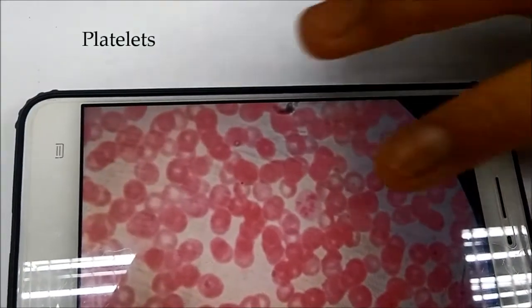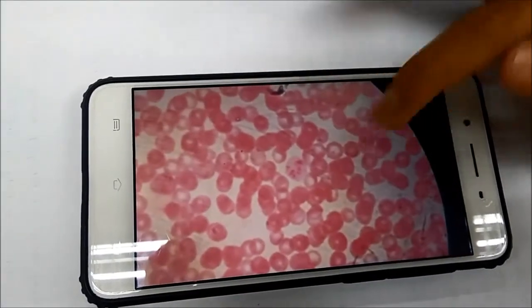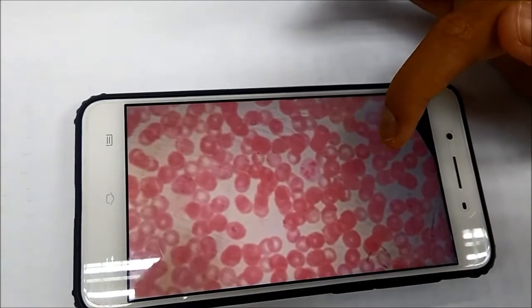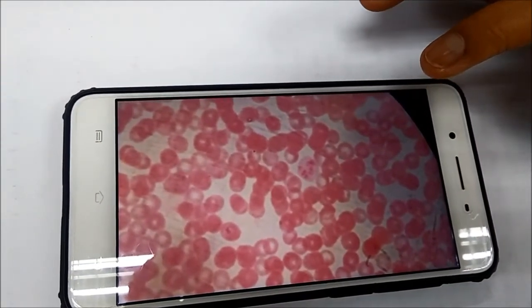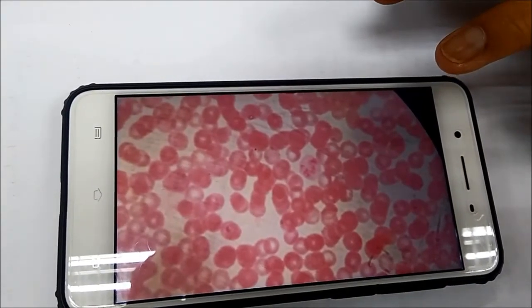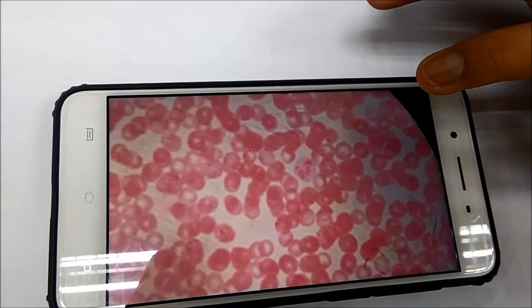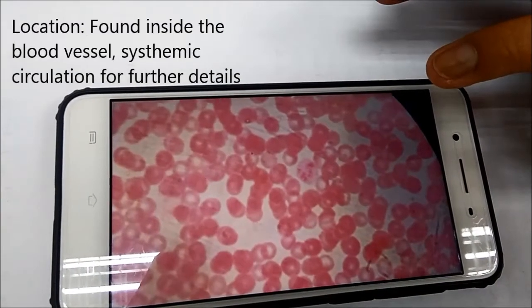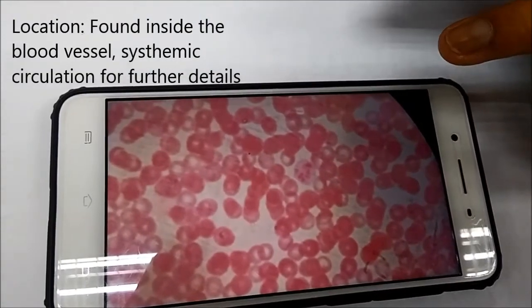So basically the blood platelets are small. As we can see, it's quite hard for us to see the platelets because they are colorless corpuscles. It's round or oval or biconcave disc. As for the location of the blood smear, the blood can be found inside the blood vessel, systemic circulation for further details.